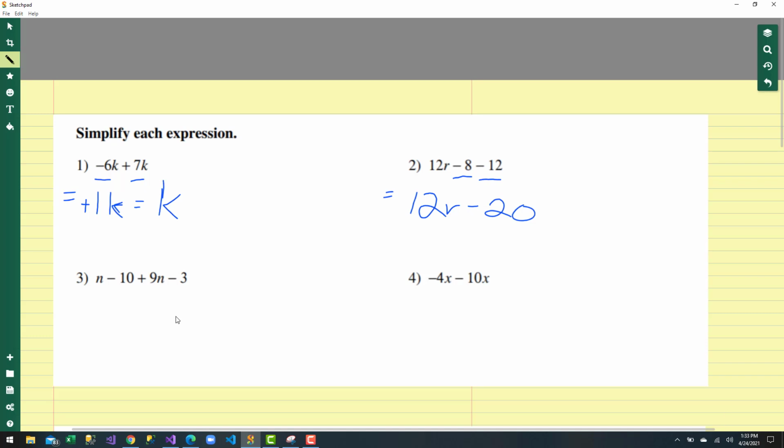I can't go further because these are unlike terms. I cannot combine 12r and 20. Remember, that's like apples and oranges. All right, let's take a look at number three.